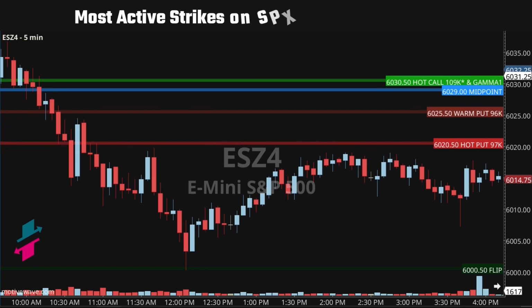It all starts off with the most active strikes, which I've named the hot and warm strikes. So we have the hot call and the hot put. That is the most active call on the entire S&P options chain and the most active put on the entire S&P options chain. Then we have the second most active, which is the warm call and the warm put. Those are the second most active on the chain for each of those strikes.